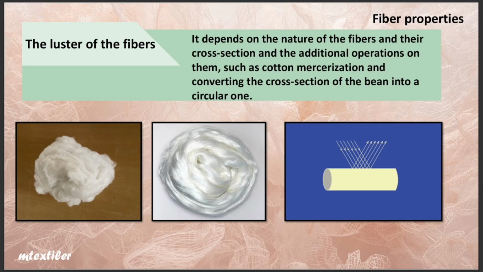The next property is fiber luster, for which the explanation states, it depends on the nature of the fibers and their cross-section and the additional operations on them, such as cotton mercerization and converting the cross-section of the bean into a circular one. Having more crystalline regions, in addition to providing higher strength, also improves light reflection, contributing to the luster of the yarn and fabric. Thus, every property plays its role in the final characteristics of the fibers and yarn.